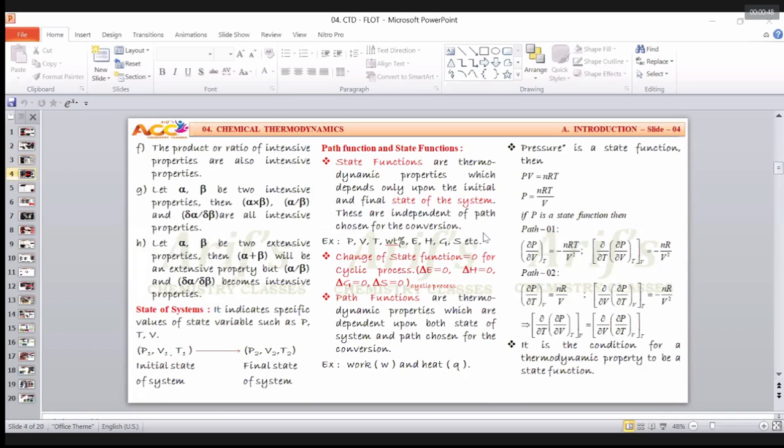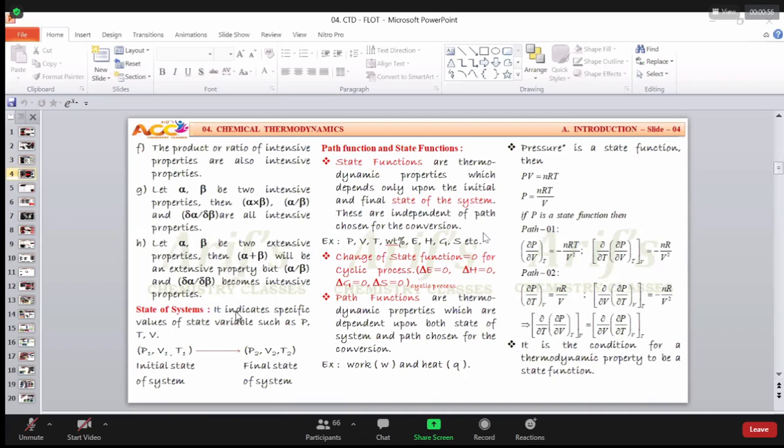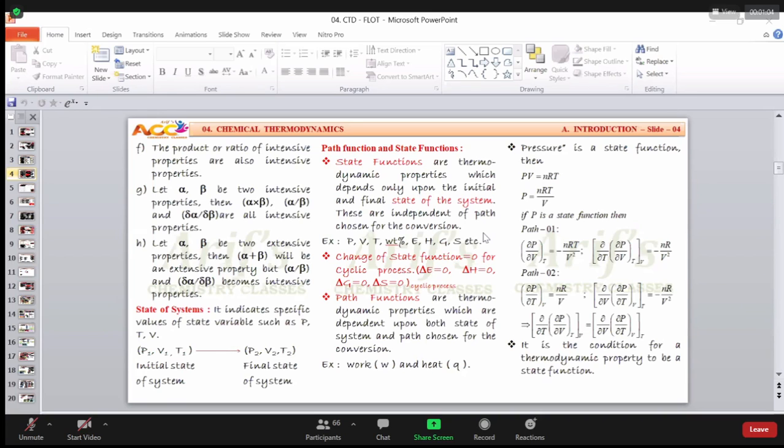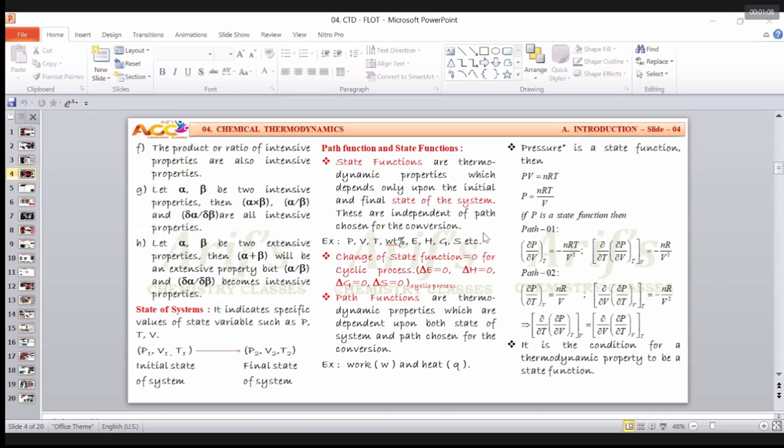Yesterday we discussed extensive and intensive properties, and then we started the state function and path function. When we are discussing state and path function, remember that a state function is a property which depends upon the initial state of the system and the final state of the system. It is independent of the path chosen for the conversion. Which path you are using is not the criterion here.